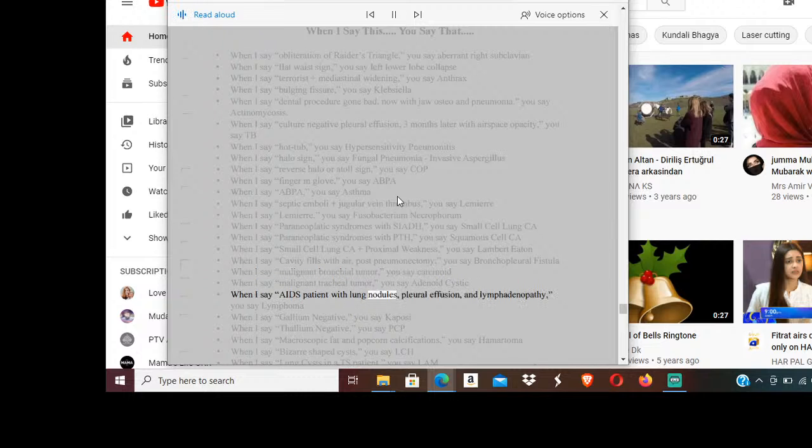When I say AIDS patient with lung nodules, pleural effusion, and lymphadenopathy, you say lymphoma. When I say gallium negative, you say Kaposi. When I say thallium negative, you say PCP. When I say macroscopic fat and popcorn calcifications, you say hamartoma. When I say bizarre-shaped cysts, you say LCH.